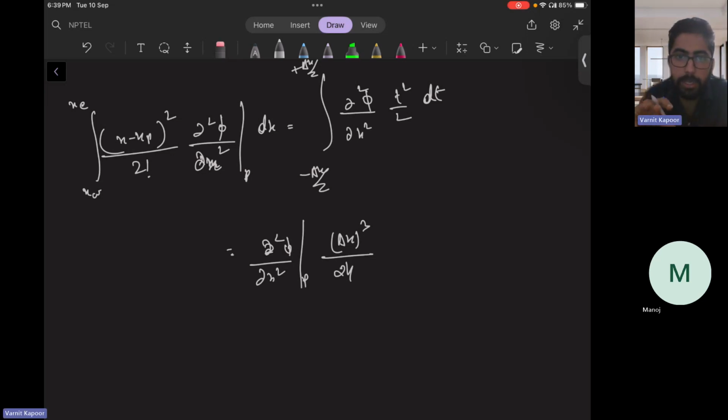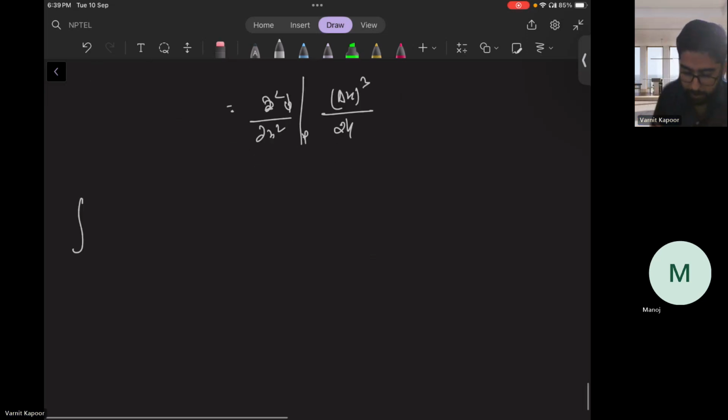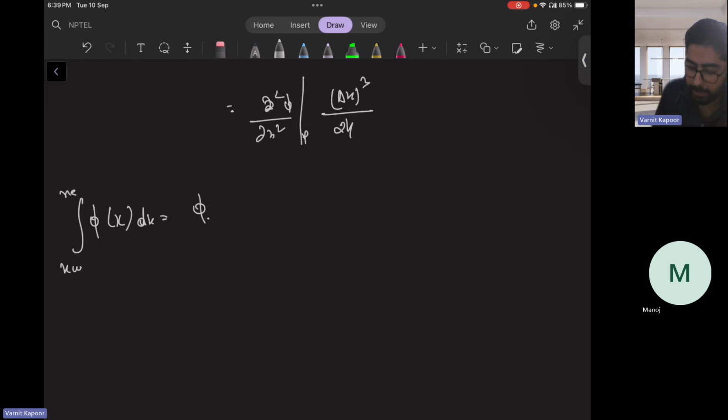Now put all these things back in the equation. So you will get the term as integral from x west to x east of phi of x dx. The first term was phi p del x of the Taylor series expansion. The second term was 0. The third term you have got is something of order del x cube. Okay, order of del x cube.